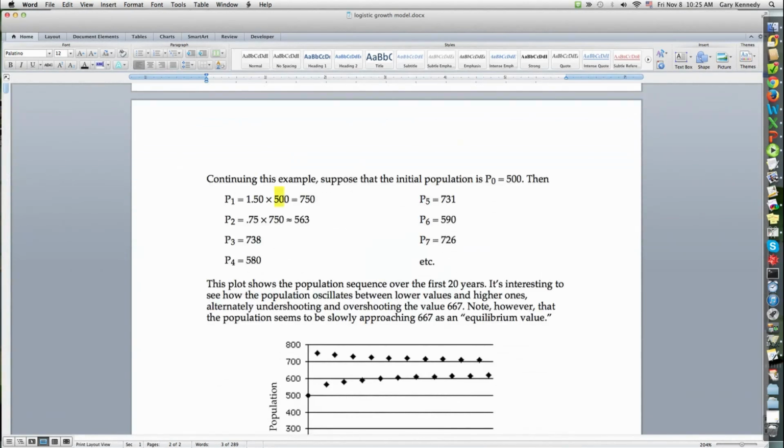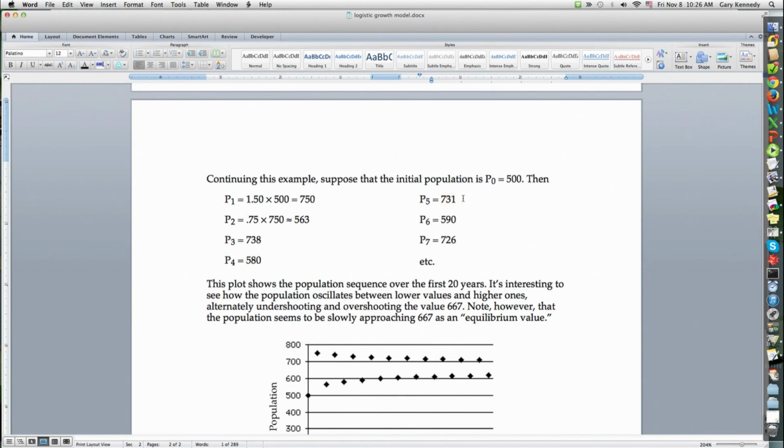We saw that if the population at time 0 was 500, then to get the population next year, you have to multiply by 1.5. That will give 750. Now, take that value and use it as a population. Since 750 is greater than 667, we know that the growth factor is going to be less than 1. It'll, in fact, be 0.75. So the population at the end of the second year will actually be smaller than it was at the end of the first year. It'll be about 563. Now, I won't go through all the details of every multiplication for the rest of it, but the point is you just keep sticking that number back into the recursive formula, and you get the values P3 is 738, and P4 is 580, and P5 is 731, and so on.